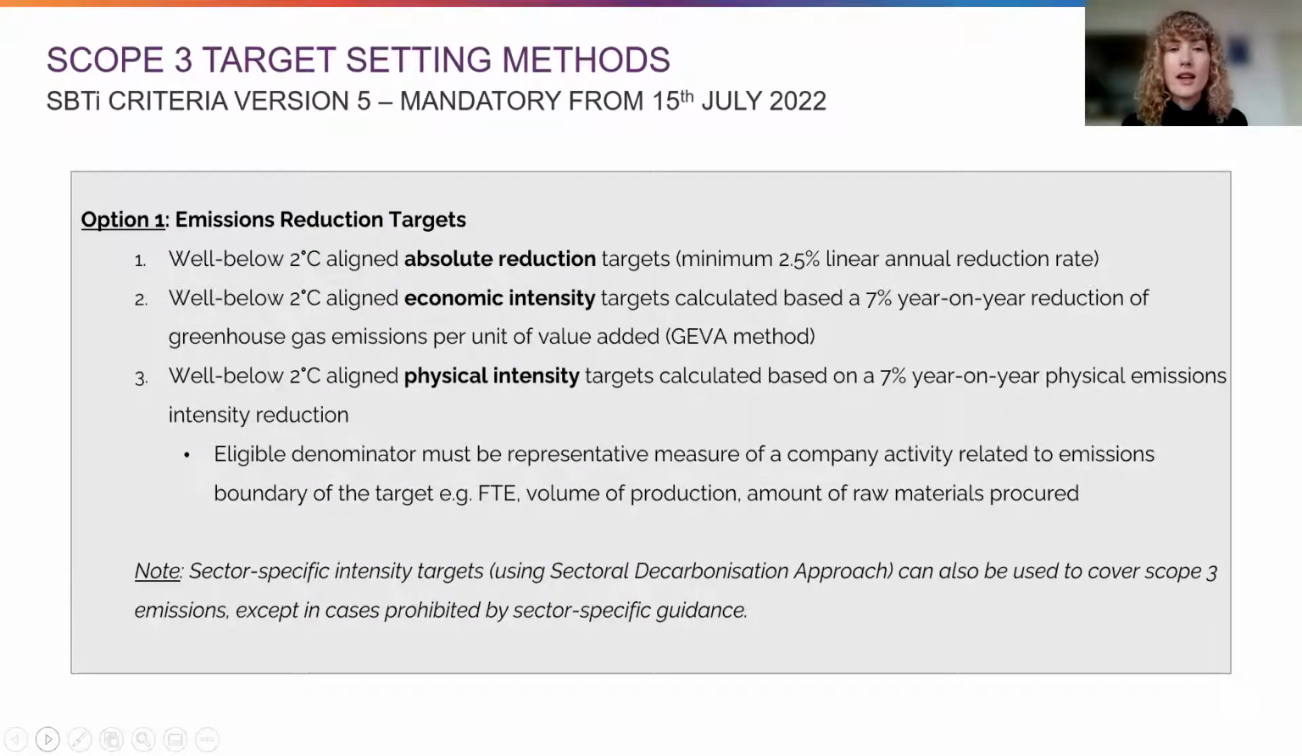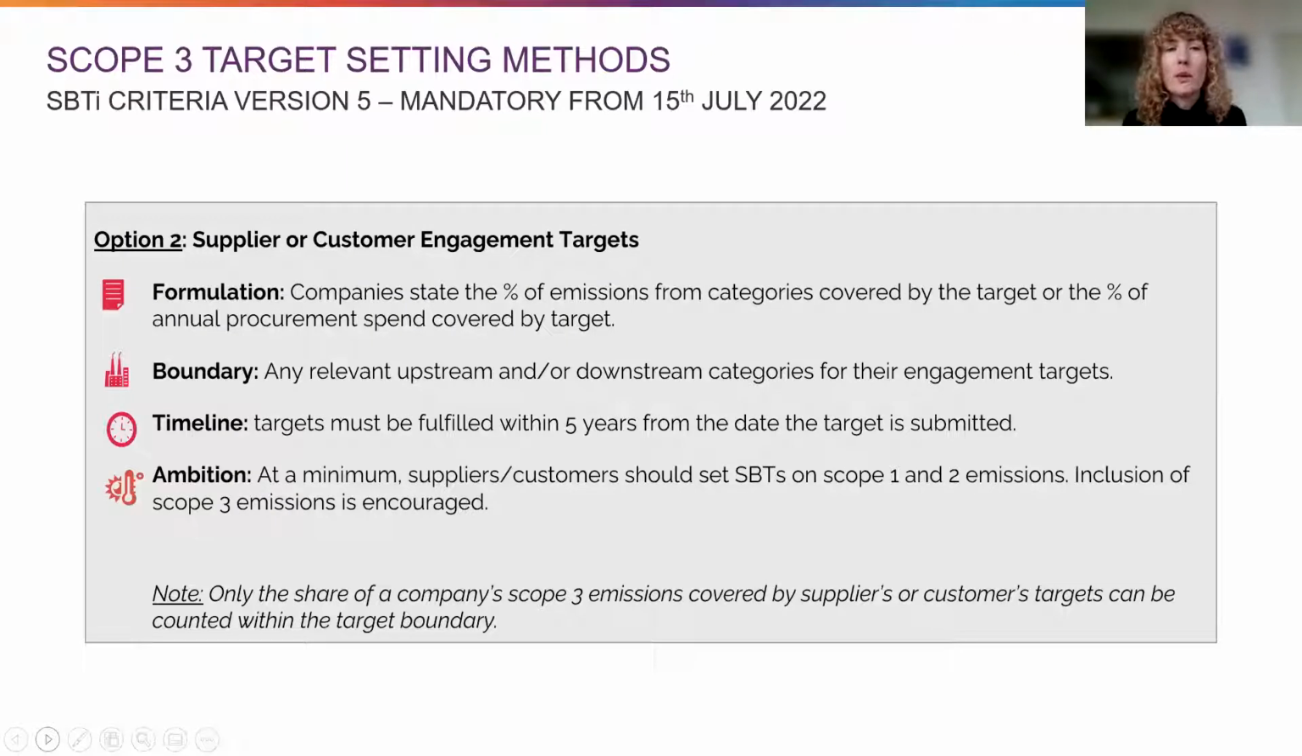And on the next slide then, actually a completely different type of target, which is an engagement target. This is whereby a company will be committing to have a certain percentage of their suppliers or customers by spend or emissions to have set their own science-based targets. It's more commonly used as a supplier engagement target, as purchasing organizations can have that kind of leverage in their supply chain.